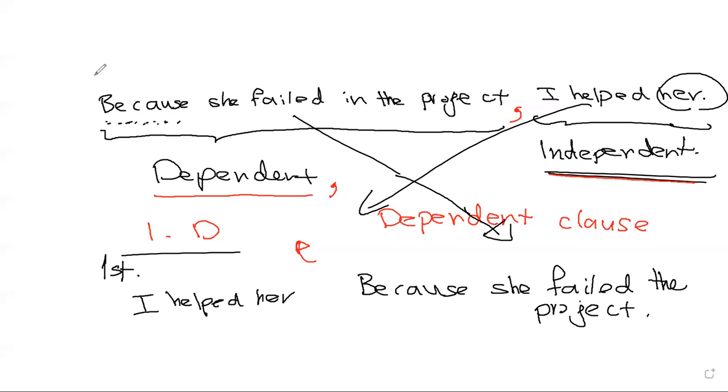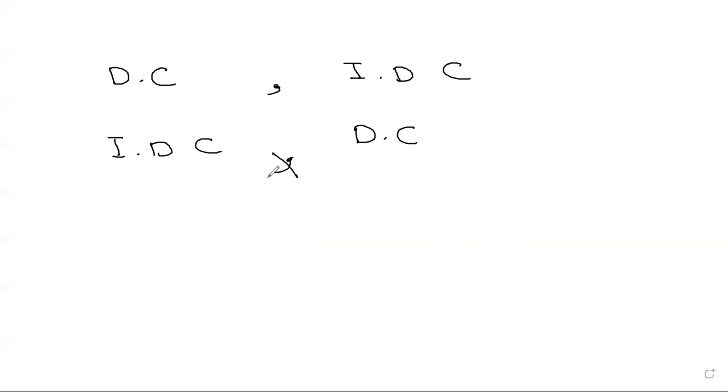So because the dependent clause came here at the first, we put a comma. But because the dependent clause came second, we're not going to put a comma right over here. So let me write the rule in a better way. If we have a dependent clause, and then here we have an independent clause, we will put a comma. If you have an independent clause coming first, and then a dependent clause, then you do not put a comma here. Okay?